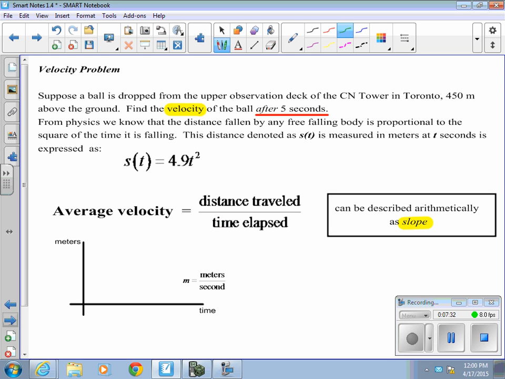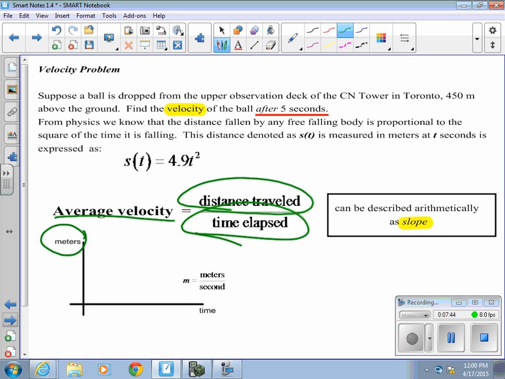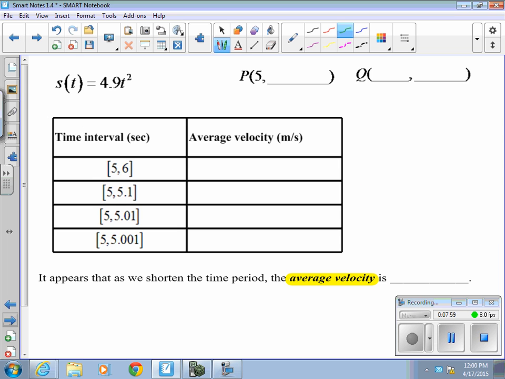Now, instantaneous velocity is one thing. Today we're talking about average velocity. And anytime we're dealing with average velocity, it's the distance traveled over the time elapsed, where distance is our y and time is our x, which means average velocity can be described as slope. When we're finding average velocity, we can do the slope of the position graph. For example, s(t) = 4.9t squared. When I plug 5 into that, I get 122.5.